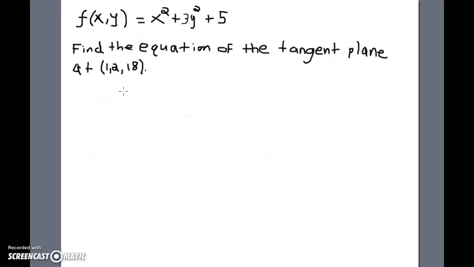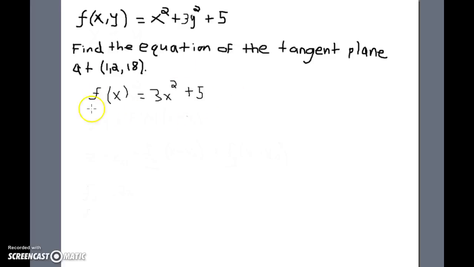Before we start attacking this problem, let's think back to Calculus 1 and 2 first so that you guys know what you have to do in order to solve this problem. In Calculus 1 and 2, when we were dealing with functions of one variable, there were questions that asked us to find the equations of tangent lines at certain points on a certain curve.